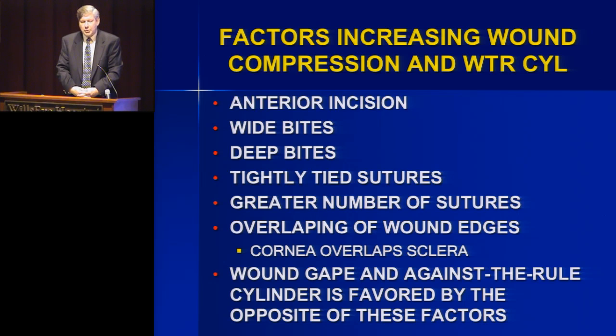And if you overlap the wound edges, what's that mean? Well, if you take your cornea and you actually have it so that it overlaps a little bit of the sclera, that's going to create more with the rule astigmatism. Wound gape and the against the rule cylinder is favored by the opposite of these factors.